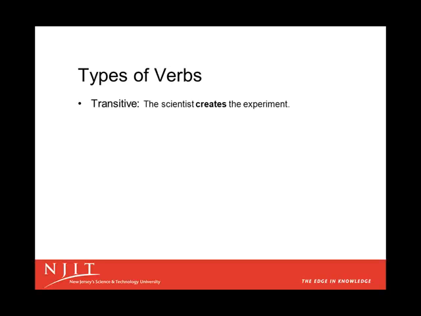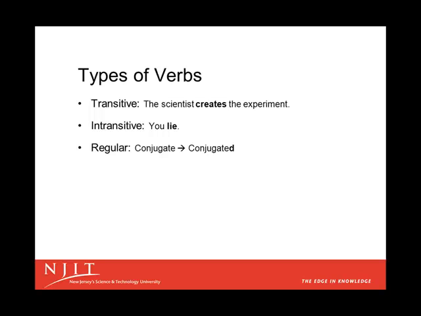There are many different types of verbs. Some of the common types are transitive, intransitive, regular, irregular, principal, and auxiliary. A transitive verb requires an object to express a complete thought, as in, the scientist creates the experiment. An intransitive verb does not require an object to express a complete thought, like in the sentence, you lie.